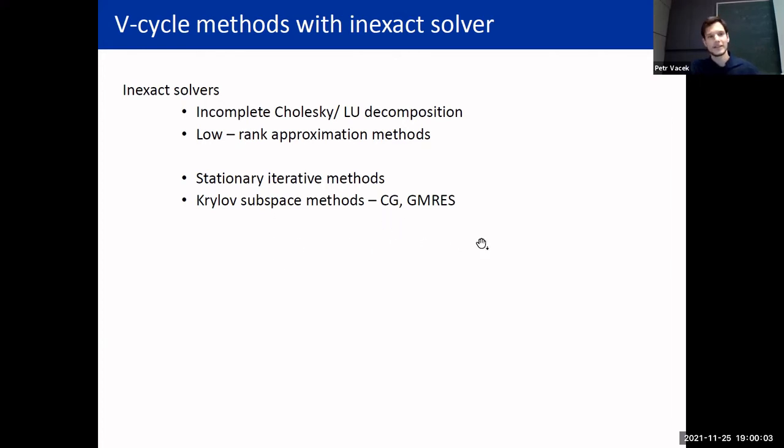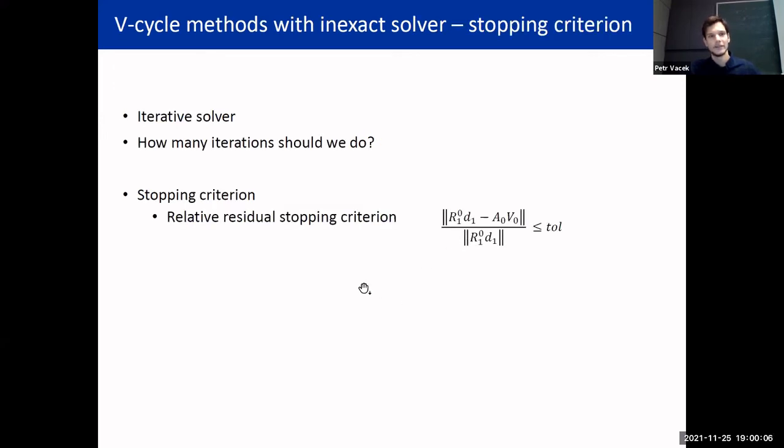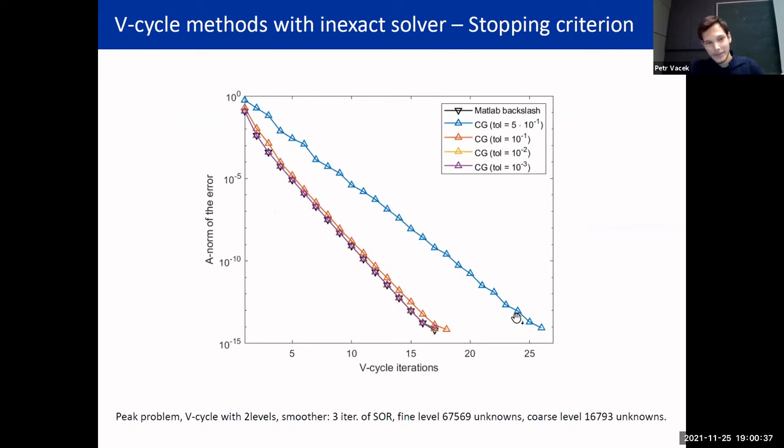So if we are using iterative solvers, there are new problems which we have to deal with. For example, where should we stop the solver on the coarsest level? The most basic stopping criterion is the relative residual stopping criterion. And the question is, which tolerance should we choose? So we can run a numerical experiment.